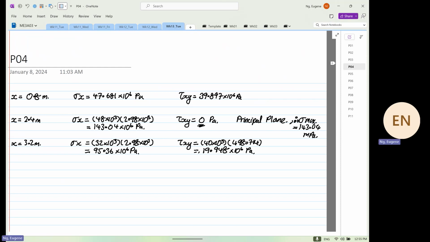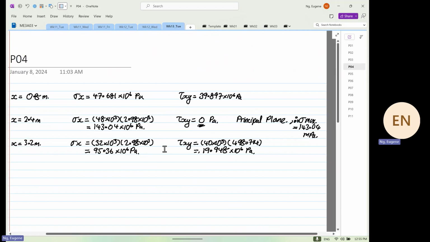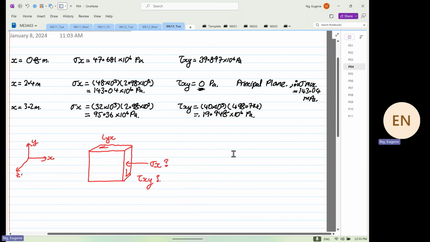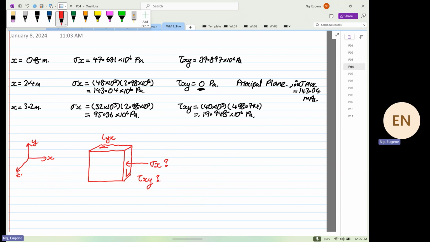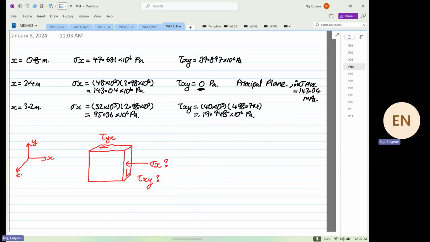Now we don't know at 0.8 and 3.2. Okay, we don't know what is at its principal plane yet. So now we're going to move the 3D element across. Remember, everything we do now is 3D, yeah? It's the real world.